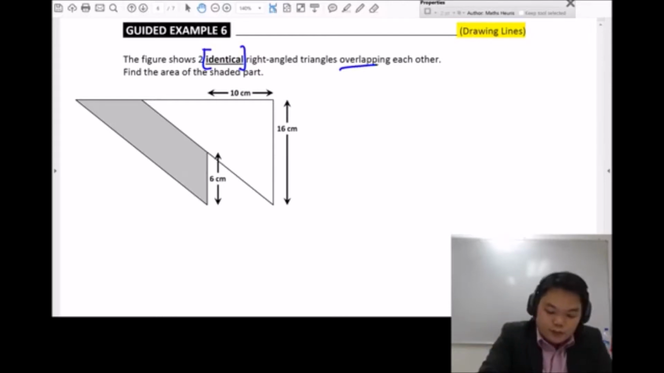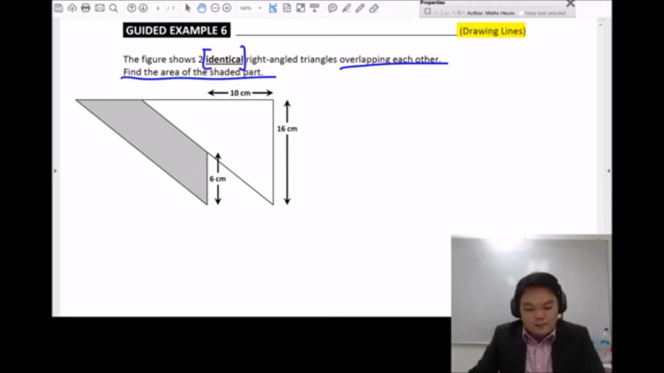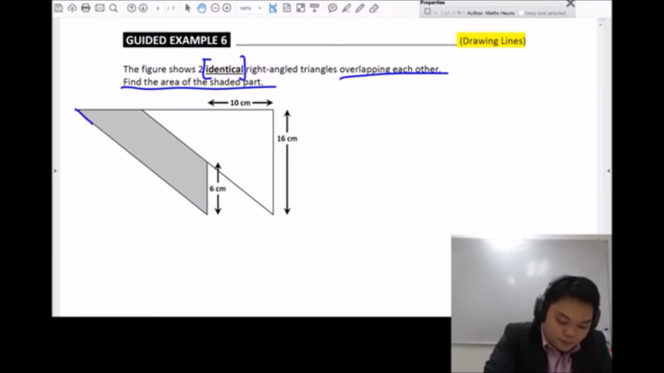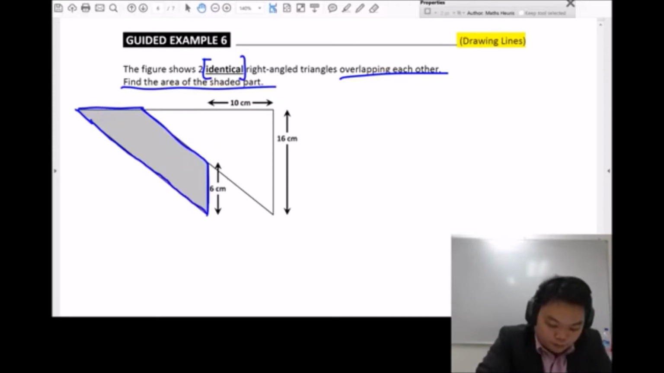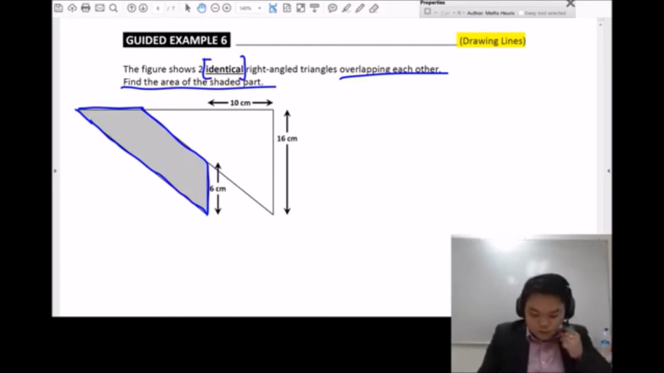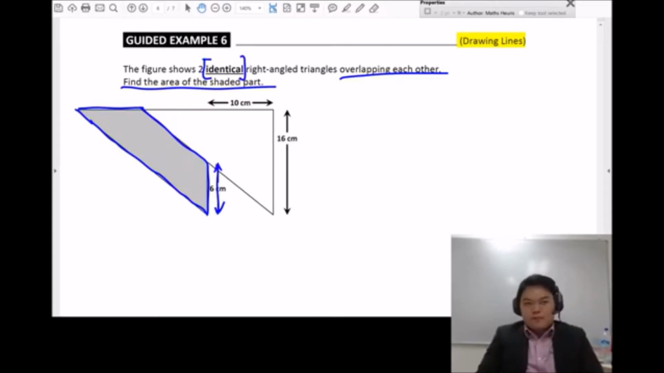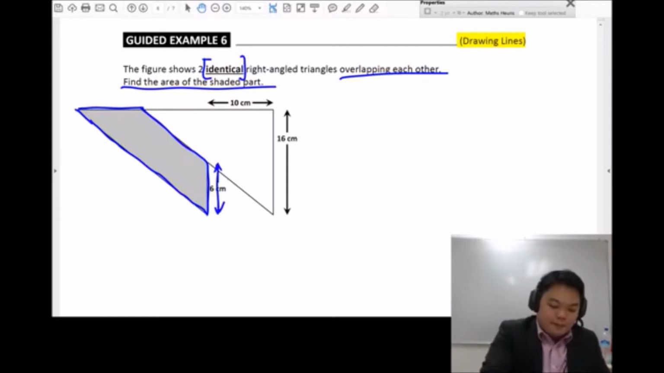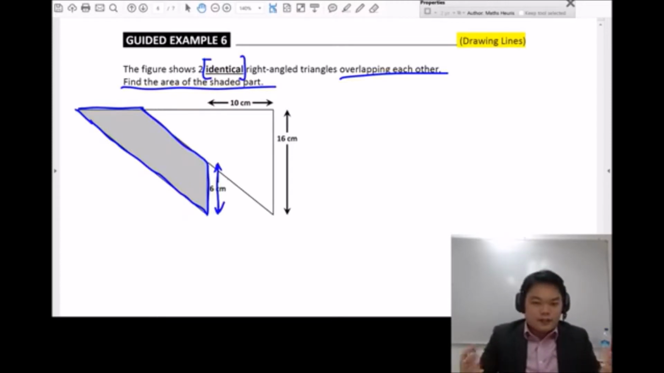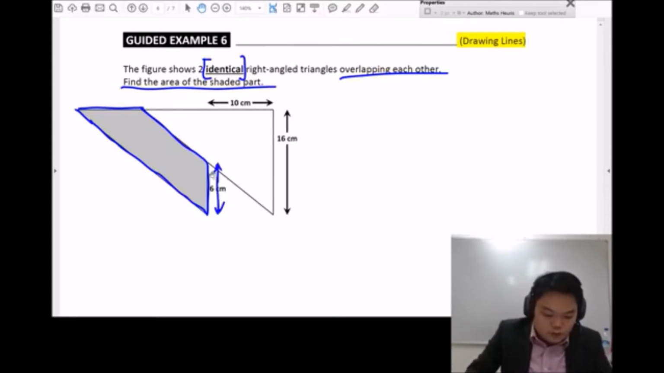They are overlapping each other. We have to find the area of the shaded part. So when you look at this shaded part, it's a trapezium. And you are given this slanted height, which is 6 cm. At the primary level, they will not have learnt on how to deal with trapeziums yet. And even if I were to cut them up, I can't find anything of worth.